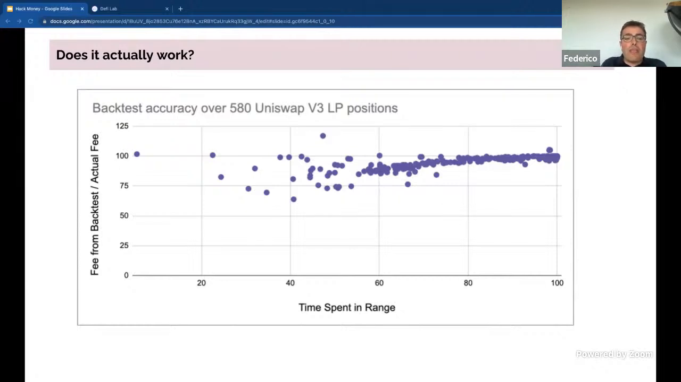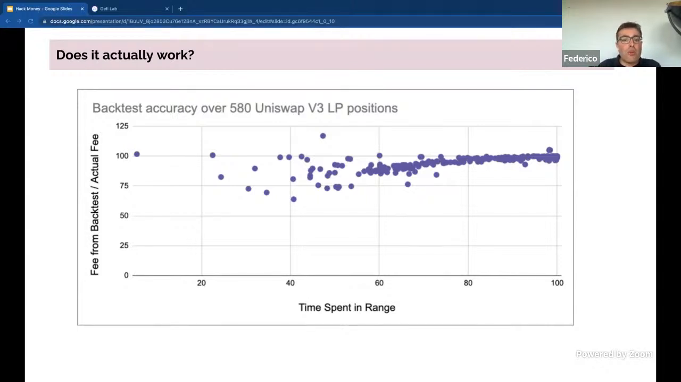A good thing is that even in this last case, where our accuracy is lower, we can quantify our precision. We can measure the time that the price spent within the range, and we can give the user an indication of the confidence of our measure. So if the time spent in range is around 50%, as you see here, the confidence will be lower, and we can inform the person.